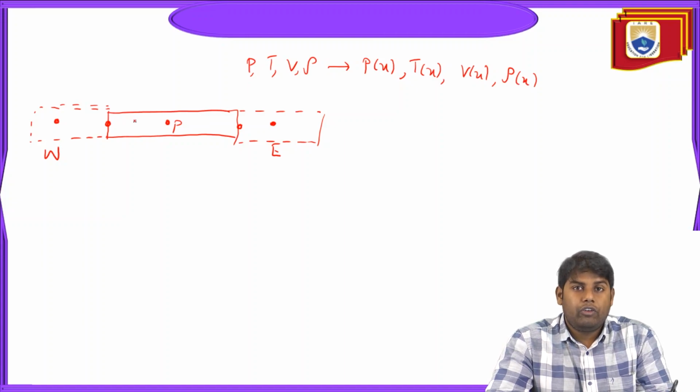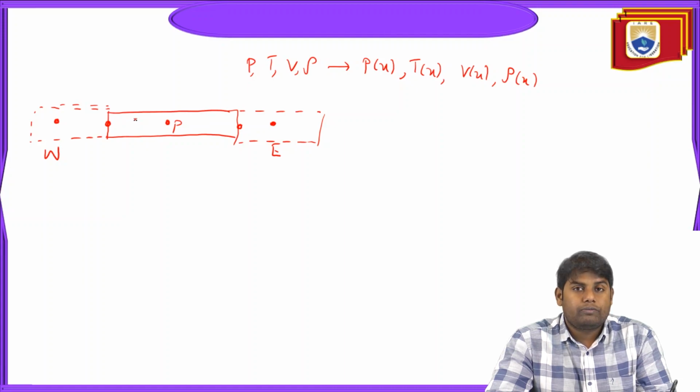Okay, so when we say the flow is one dimensional, the flow properties, pressure, temperature, velocity, density, will vary only with respect to the x direction. Fine. So when you say the flow is 2D, the pressure will vary both along x and y direction, temperature will vary both along x and y direction, density will vary both along x and y direction.